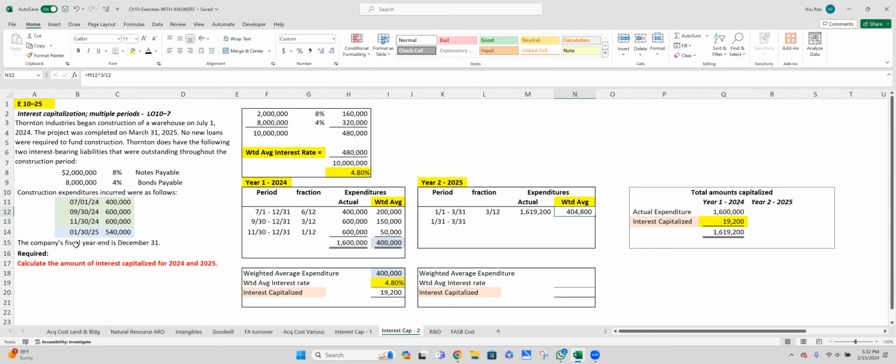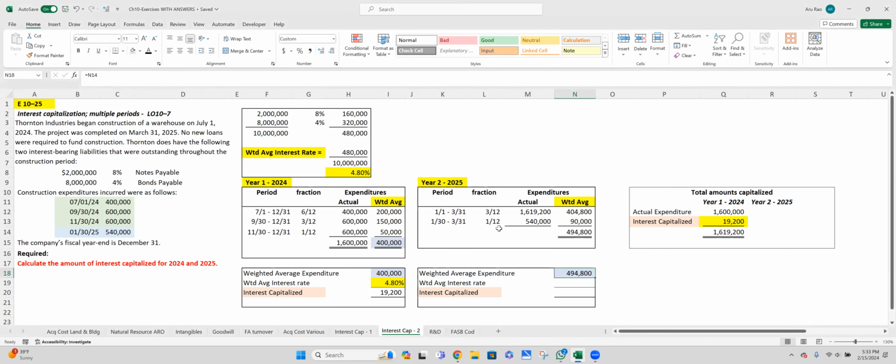The next expenditure was incurred on January 30th, which effectively goes into the next month. So we have only 1 month, 1 over 12. Oh, I need to change that color there. 1 over 12. The actual is 540,000, giving me a total of 990,000. So the weighted average expenditure here is 494,800.